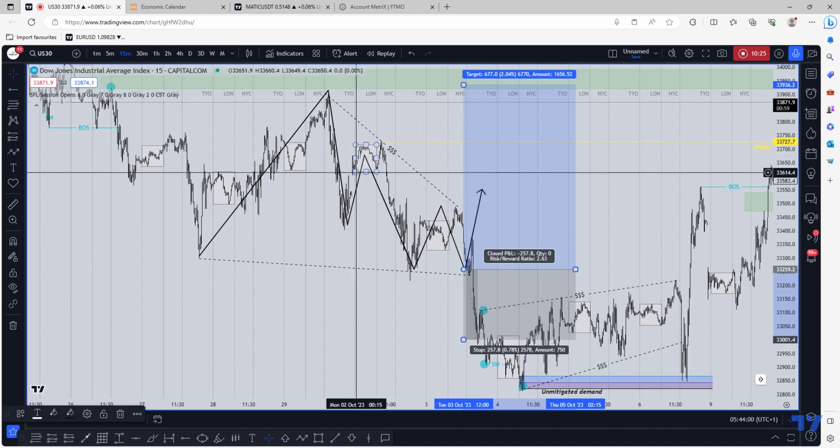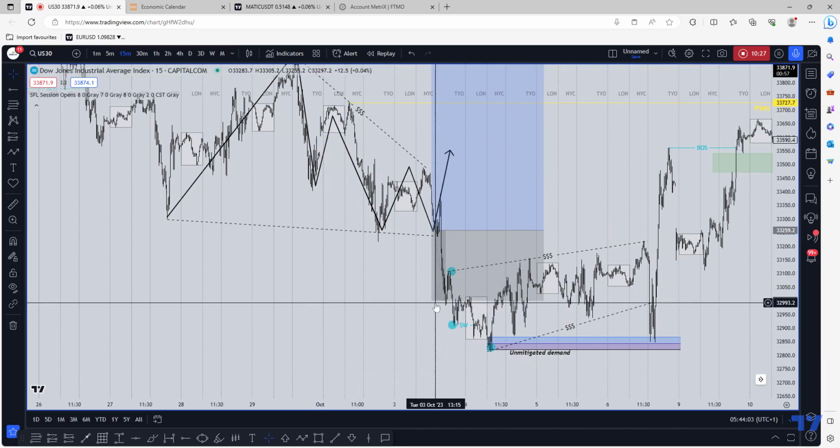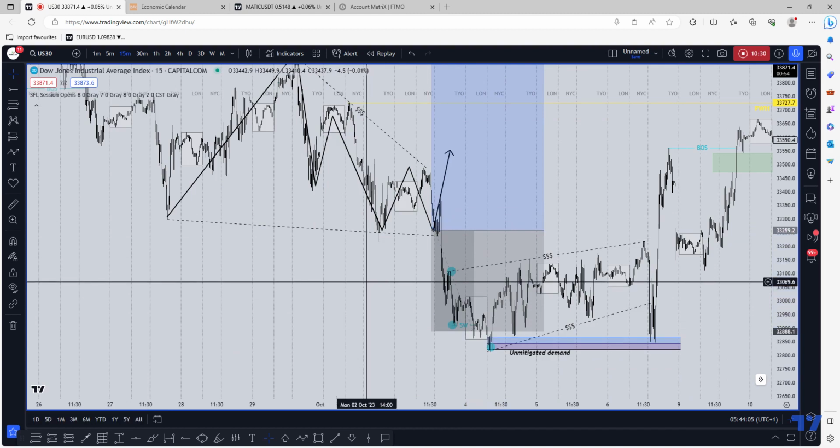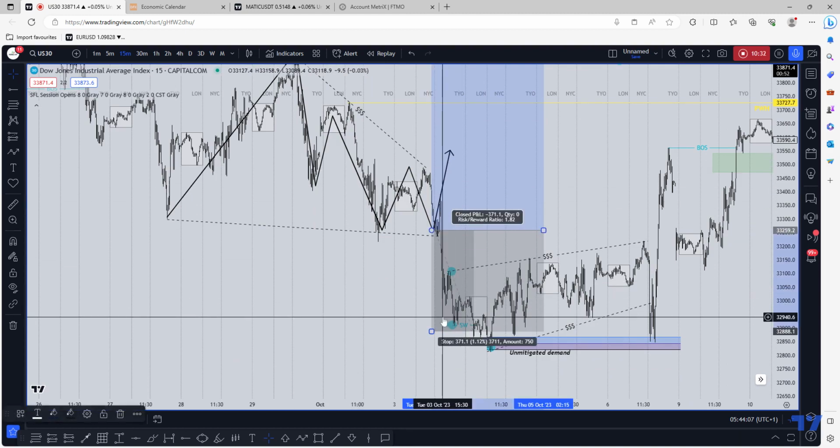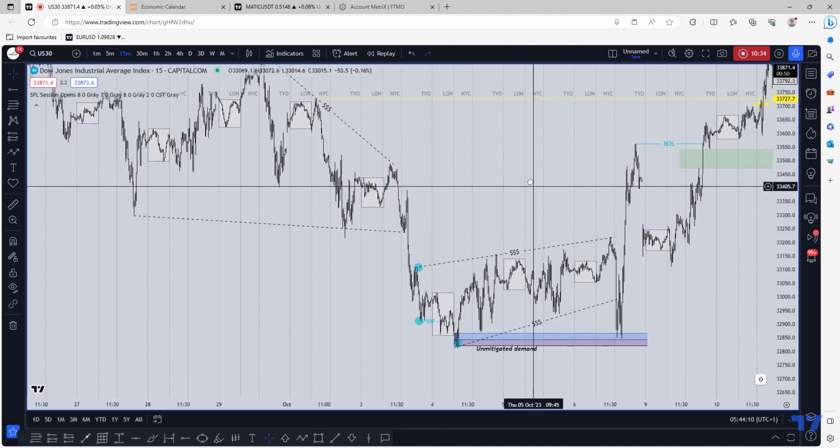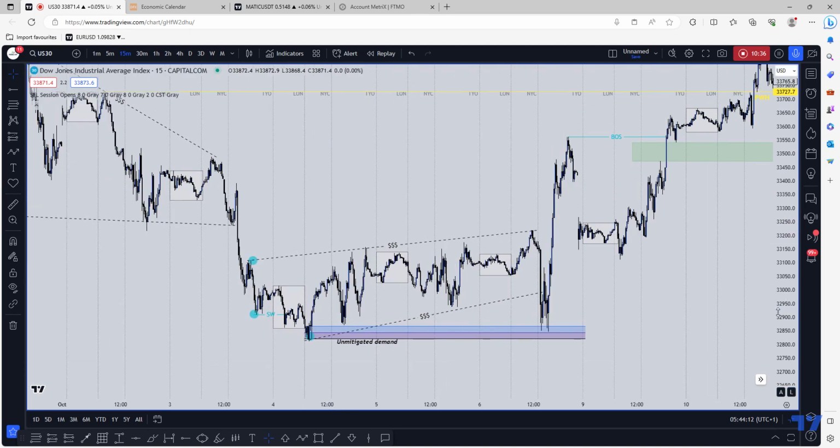They got induced with this wedge formation. All of their stop losses would have been below this level of support. The market, boom, ran into their stop losses, then made the intended move. Now, have a look at the intended move.